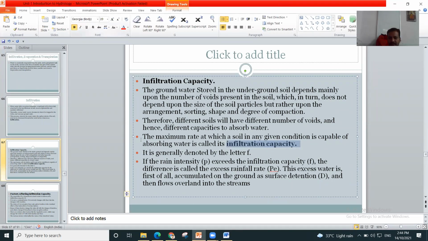Infiltration capacity. The maximum rate at which soil is capable of absorbing water in a given condition is known as infiltration capacity.